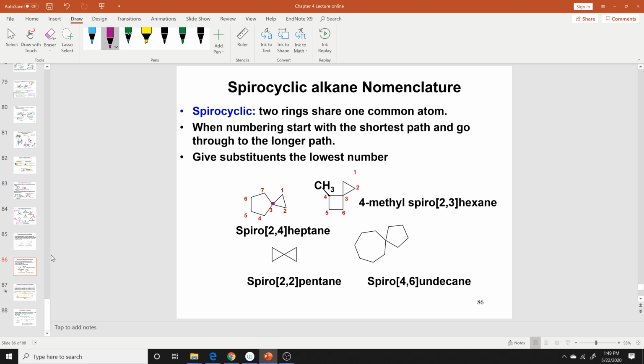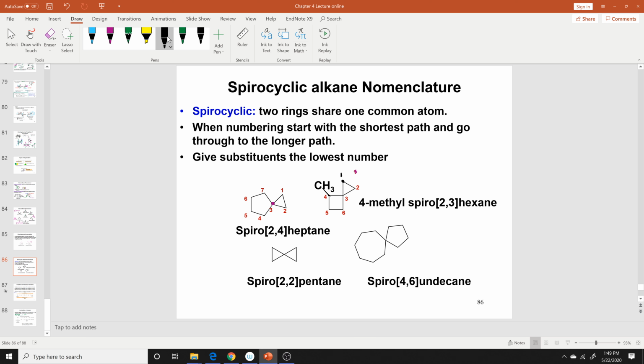If you have a substituent, then you're going to give your substituent the lowest number, but not before numbering your lowest carbon chain first. So notice here what I did. So you start here with 1. This is carbon number 1.